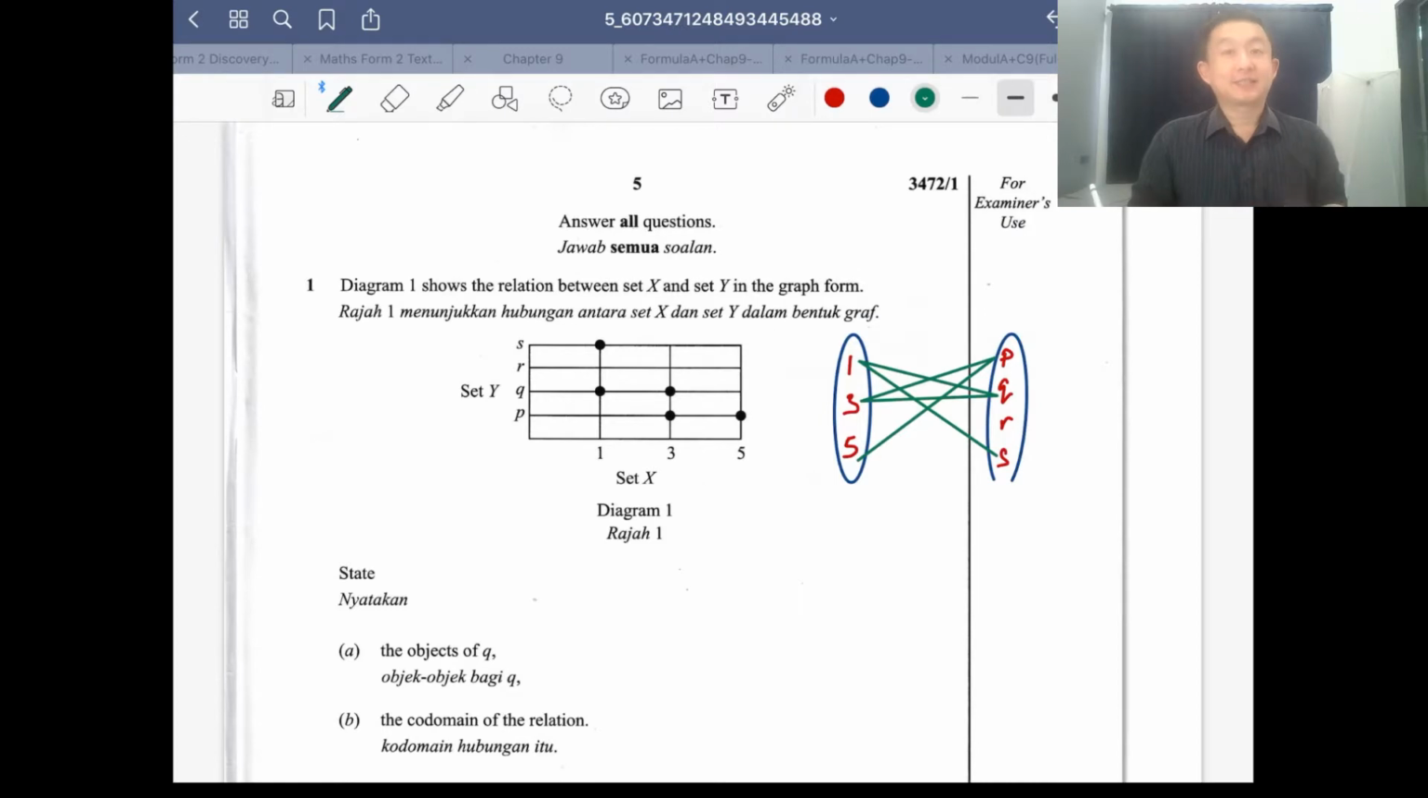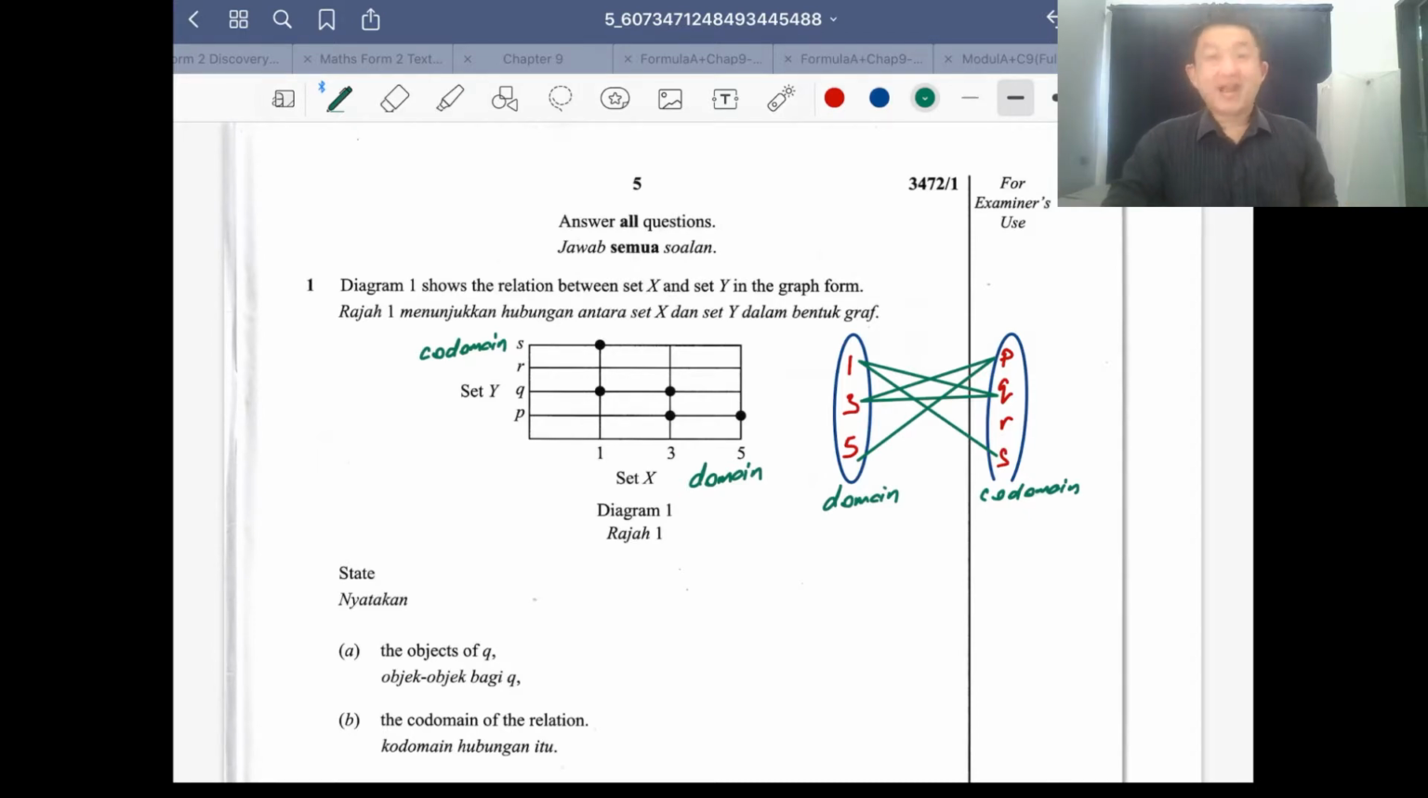The x-axis, the horizontal axis, refers to the domain, and the y or vertical axis refers to the codomain. You can always transform a graph to an arrow diagram, so this is what you have, an arrow diagram. On the left will be your domain. On the right will be your codomain. Domain will be formed from the objects. Codomain will be formed by the images.